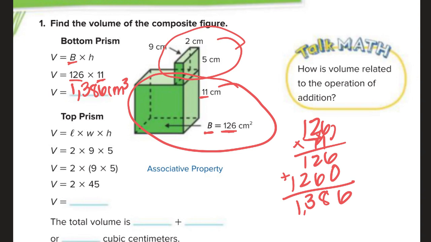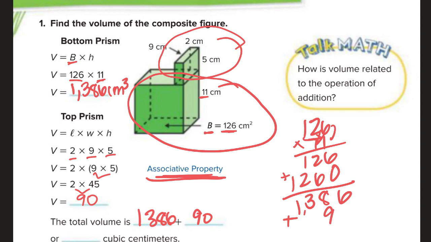And then for our top prism, we need to multiply 2, 9, and 5. Because of the associative property, I like multiplying bigger numbers by 2, so I'm going to do 9 times 5 is 45. Multiply that by 2, and I know I get 90. So I need to take 1,386 and add 90. 9 and 8 makes 17. 1,476 cubic centimeters is our answer for that one.